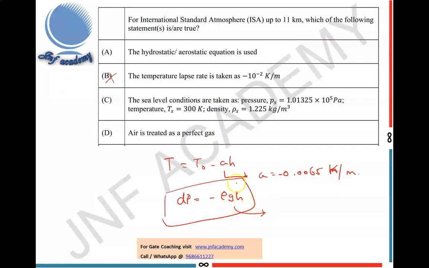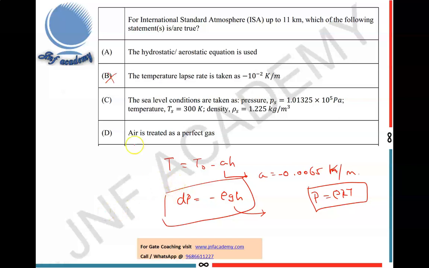Basically, we converted this into the aerostatic equation by using our ideal gas equation. What is the perfect gas equation? P is equal to rho RT. So this is your perfect gas equation. Instead of rho, we substitute P by RT, and only then did we find the relationship between the pressure and the altitude. Similarly, we then did it for density and altitude.